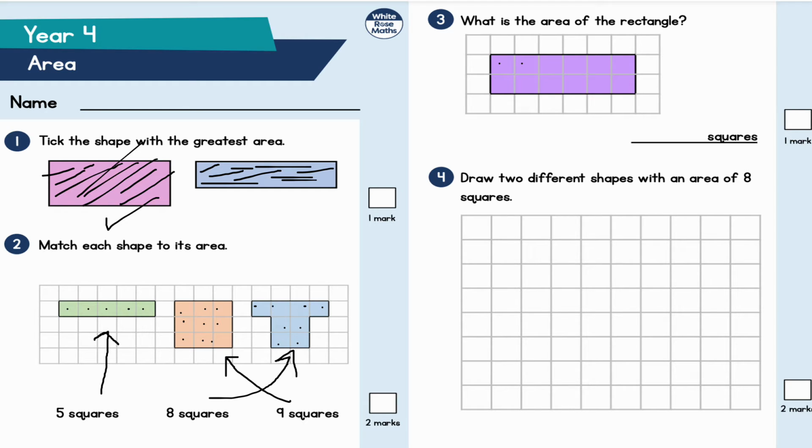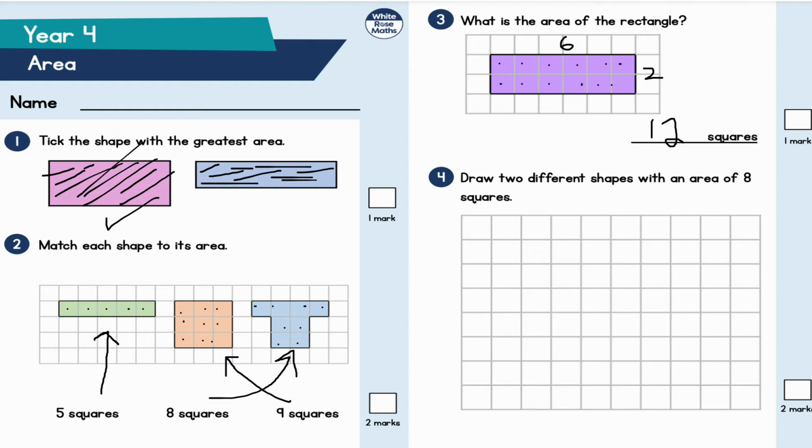1, 2, 3, 4, 5, 6, 7, 8, 9, 10, 11, 12. The area is 12 squares. 6 by 2. 6 times 2 also gives me 12. If I was to use the formula, length is 6 and the width is 2.